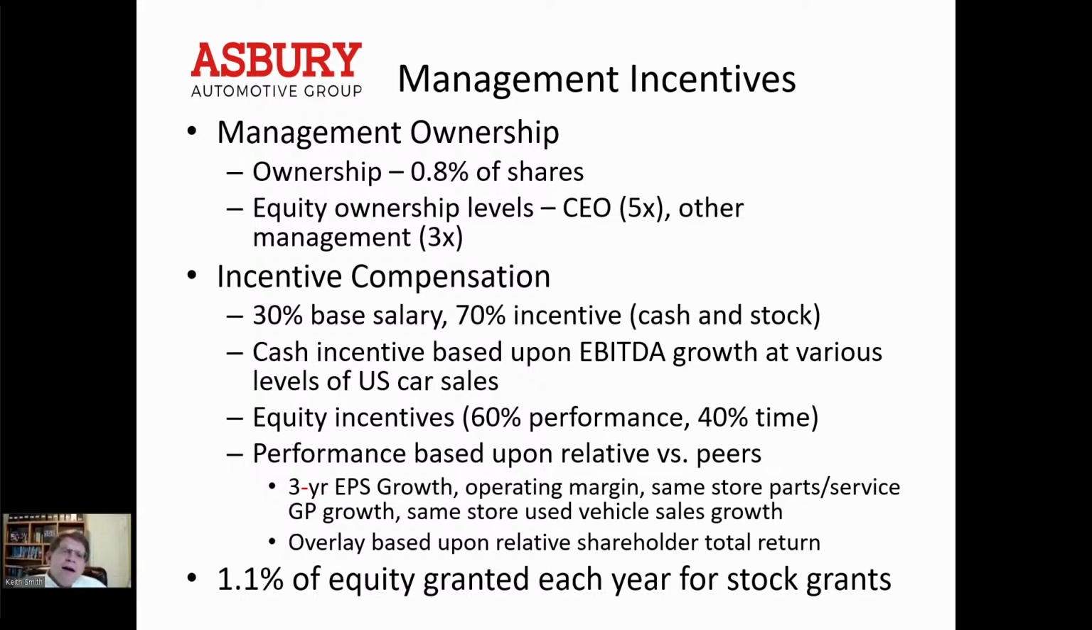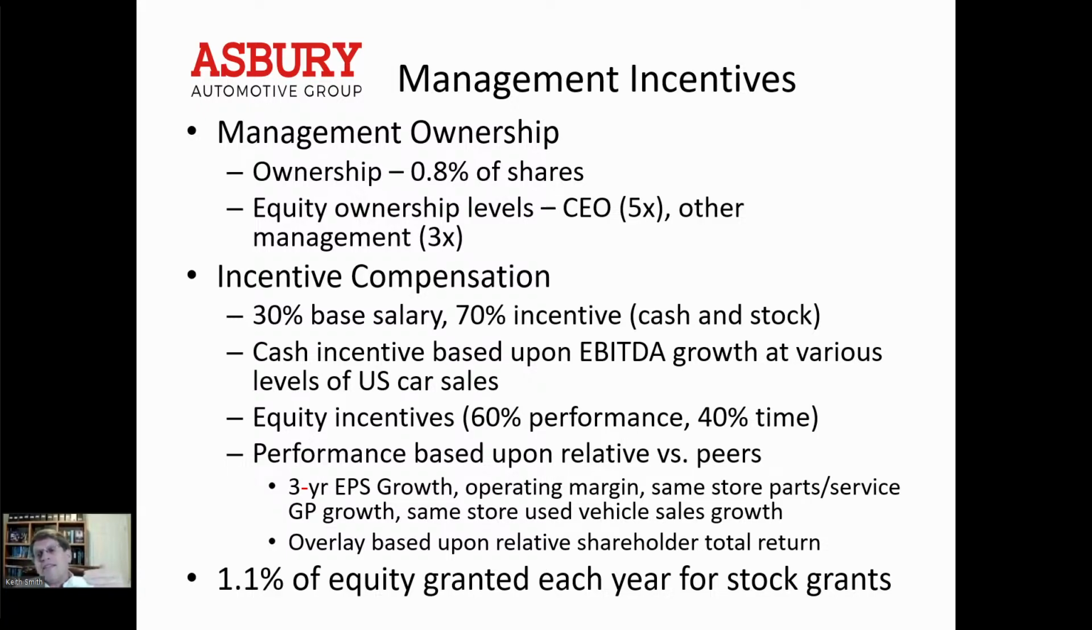The way the incentive compensation is broken out, it's roughly 30% base, which is about $1 million, and 70% incentive, cash and equity. And the cash incentive is very interesting. One thing I like to look at is what incentives these guys have, and it gives you an idea of how that's really going to play out. So the cash incentive is based upon EBITDA growth at various levels of U.S. car sales. So it's a very interesting thing. They say, okay, here's the EBITDA growth we would like you to get. It's tied, so it scales with car sales.